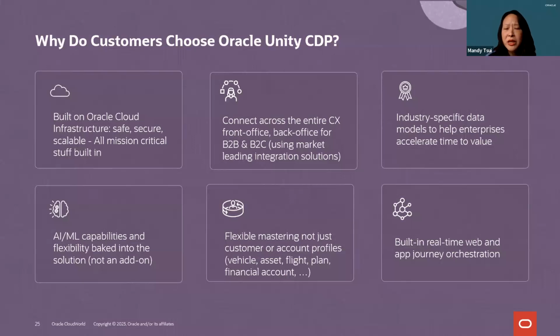We've spoken quite a lot about mastering accounts and customer profiles, but Unity has the flexibility to help you master and gain that overall view of almost any entity. For example, if you wanted to master households or products, or anything that's specific to your business, like vehicles, assets, etc., we have the ability to help you do that too. Last but not least, we have the capability to help you easily orchestrate a customer journey. So you could build a real-time, personalized experience for your customer as they're on your website or any different channels.